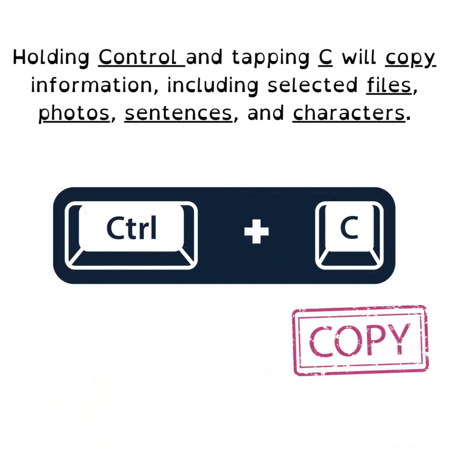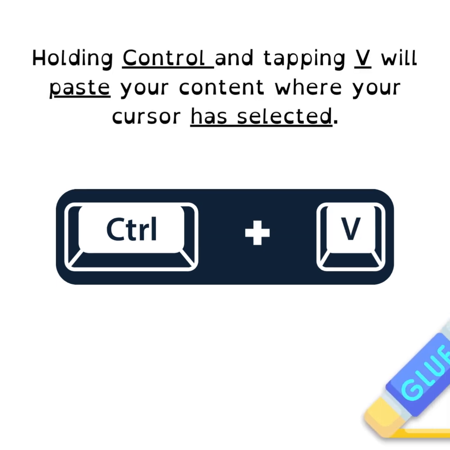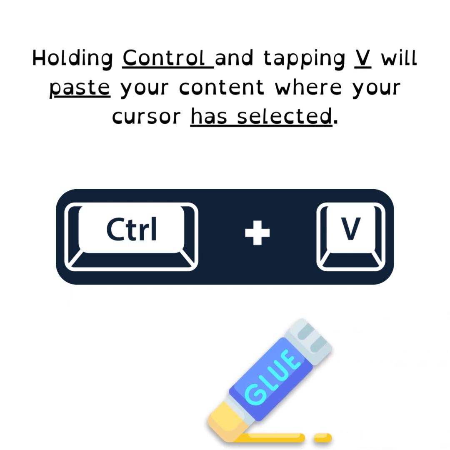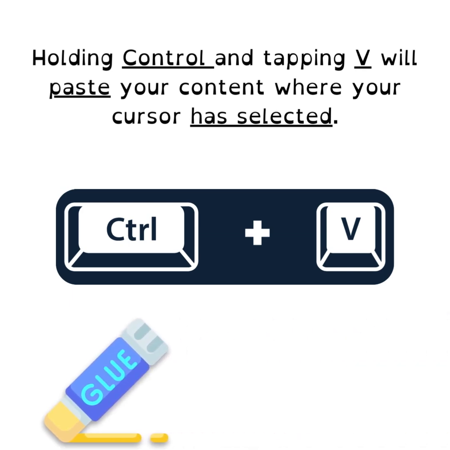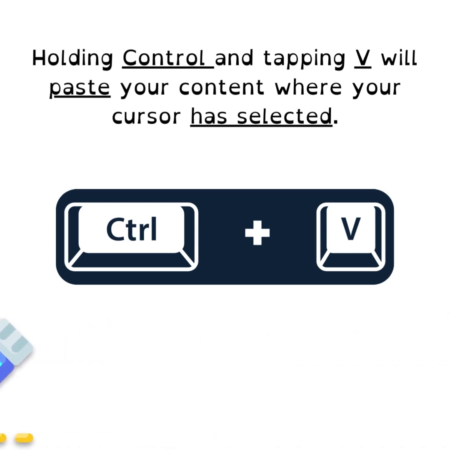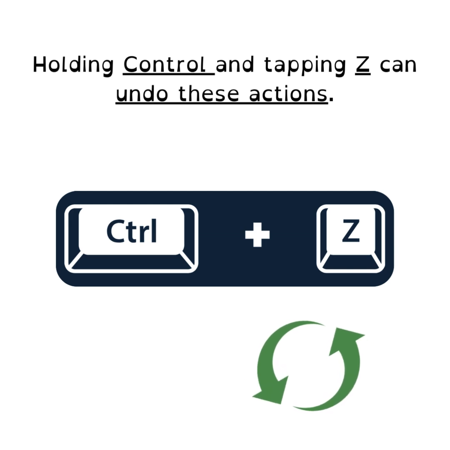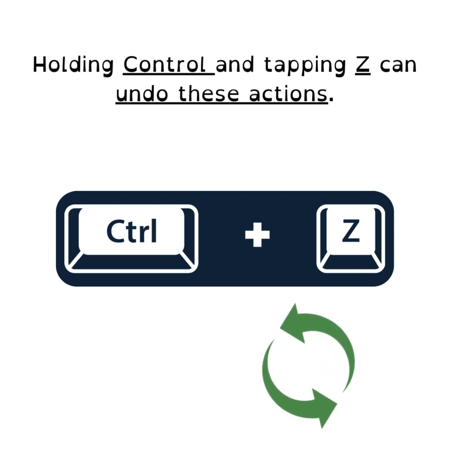Holding Control and tapping C will copy information, including selected files, photos, sentences, and characters. Holding Control and tapping V will paste your content where your cursor has selected. Holding Control and tapping Z can undo these actions.